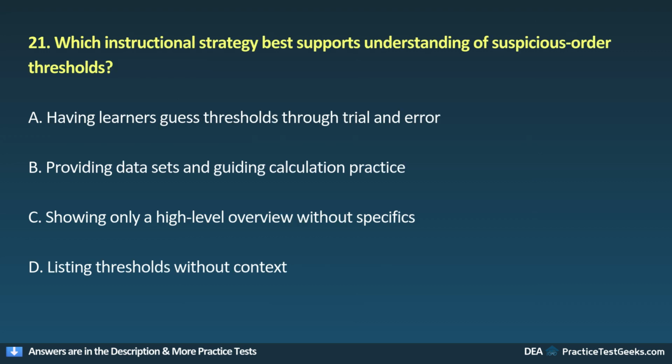21. Which instructional strategy best supports understanding of suspicious order thresholds? A. Having learners guess thresholds through trial and error. B. Providing data sets and guiding calculation practice. C. Showing only a high-level overview without specifics. D. Listing thresholds without context.